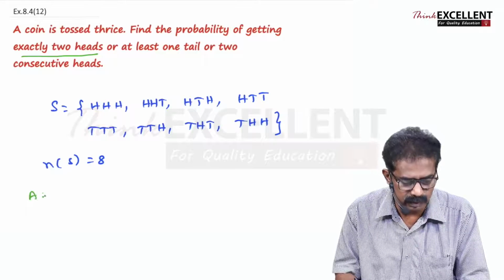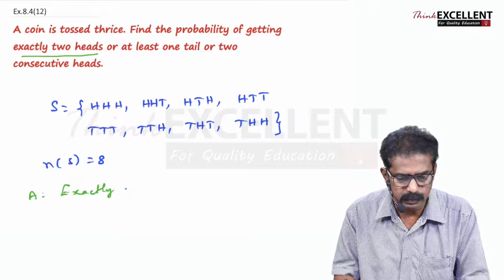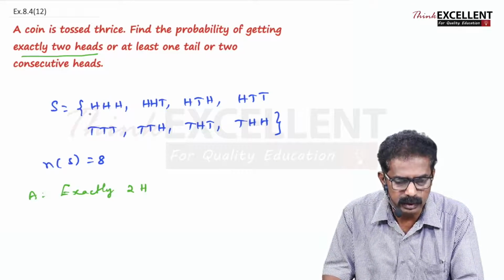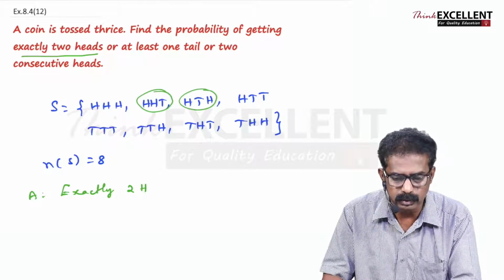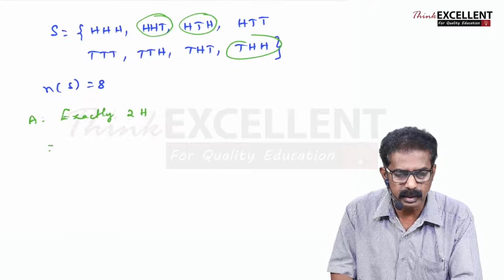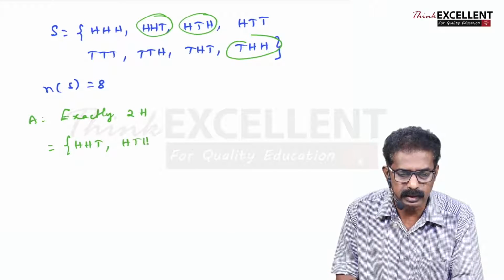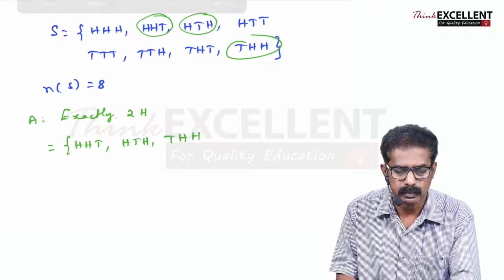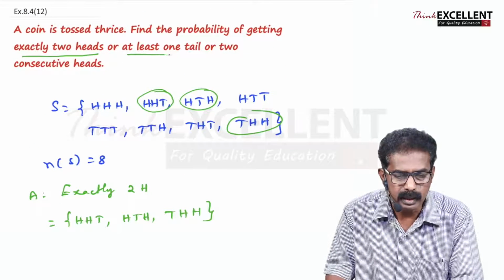A stands for exactly 2 heads. Exactly 2 heads means you can't take this one, here 3 heads, right? Exactly 2 heads: 1, 2, 3. So you have to write HHT, HTH, THH, right? So exactly 2 heads. Or at least 1 tail.